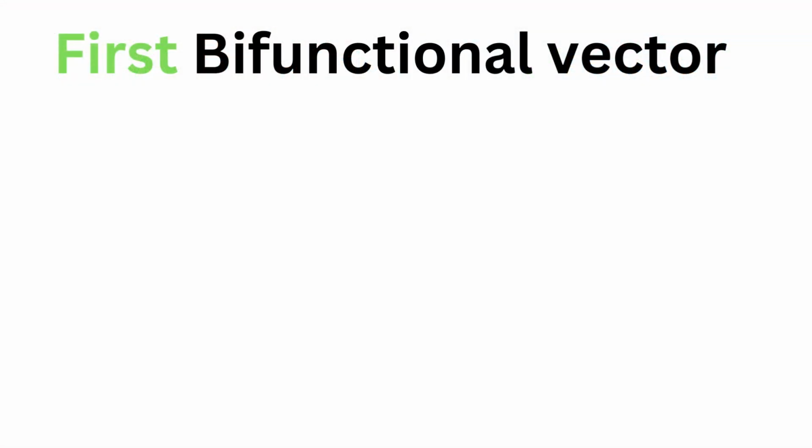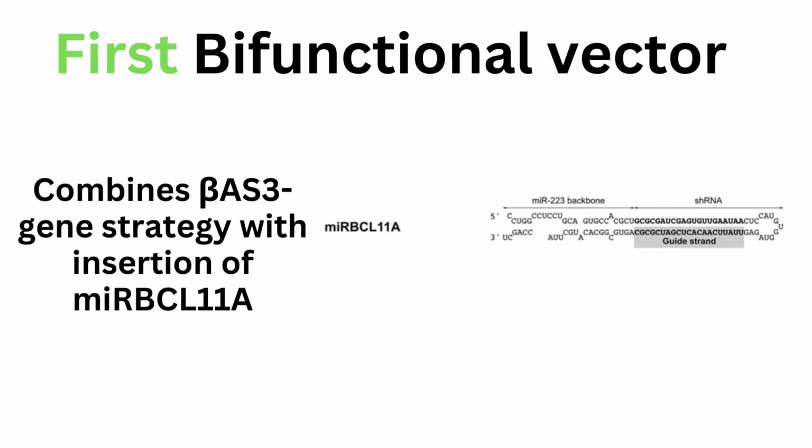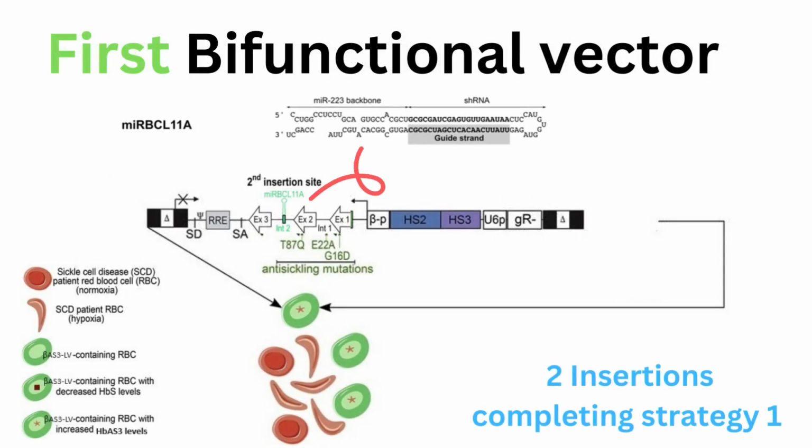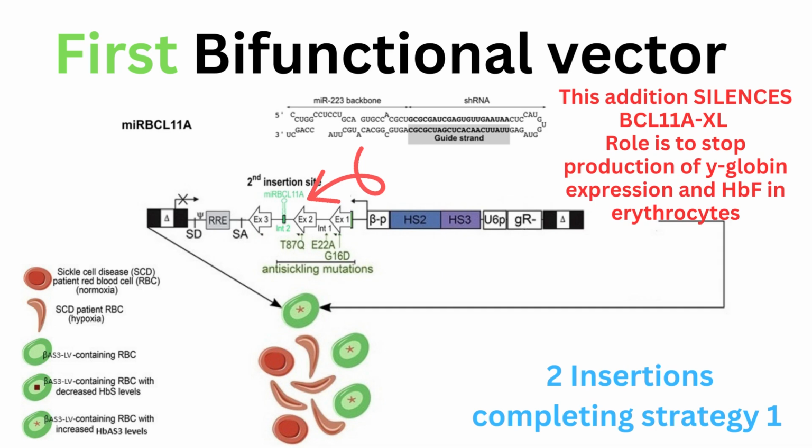The first of the two bifunctional lentiviral vectors combines the BAS3 gene addition strategy with the insertion of the MIR BCL11A into the second 256 nucleotide long intron position of the BAS3 transgene. This addition of the AMI RNA and the MIR BCL11A consequently results in the silencing of the BCL11A XL that encodes for a zinc finger protein which represses the gamma globin expression and HbF expression in erythrocytes.